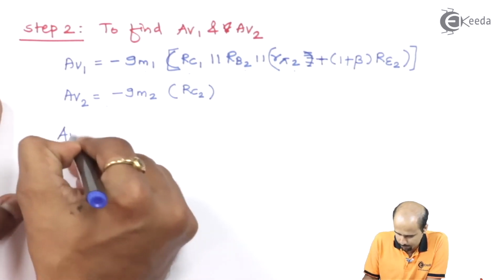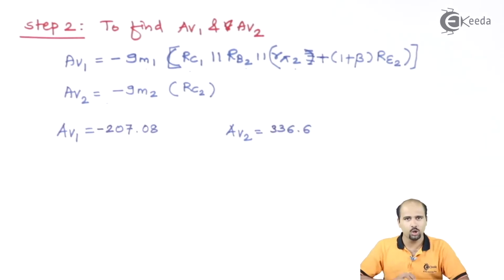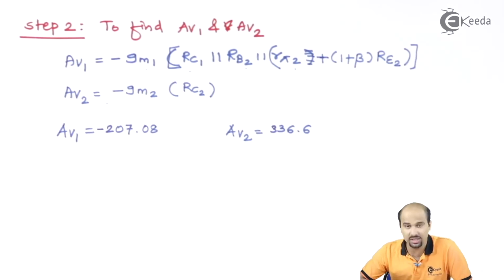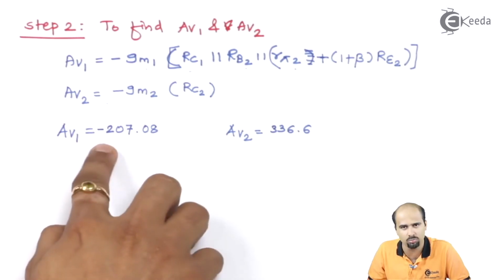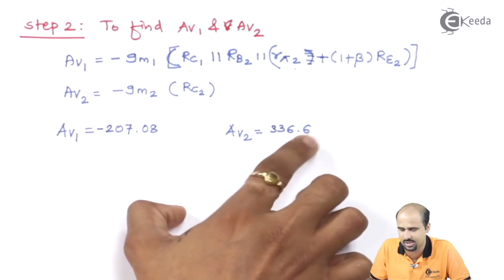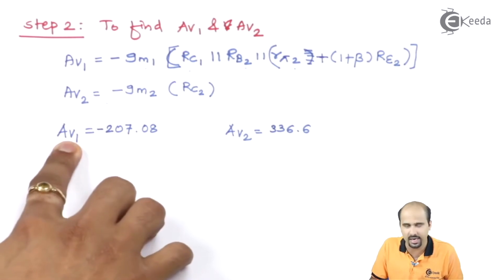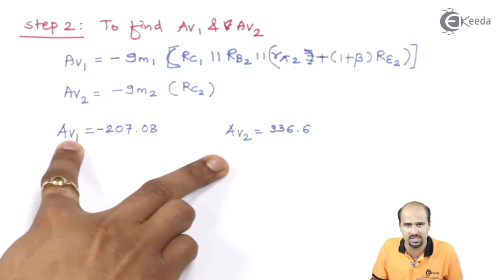So what is the value of AV1, AV2? Pause the screen, calculate, check whether your calculator is working or not, and come back to me. So what are the values of AV1 and AV2 that you have got? AV1 is equal to minus 207.08 and AV2 is equal to 336.6. So now we will move towards the actual picture of high frequency calculation. We'll keep in mind that AV1 is equal to this and AV2 is equal to this, which we have to incorporate somewhere in the frequency response calculation.